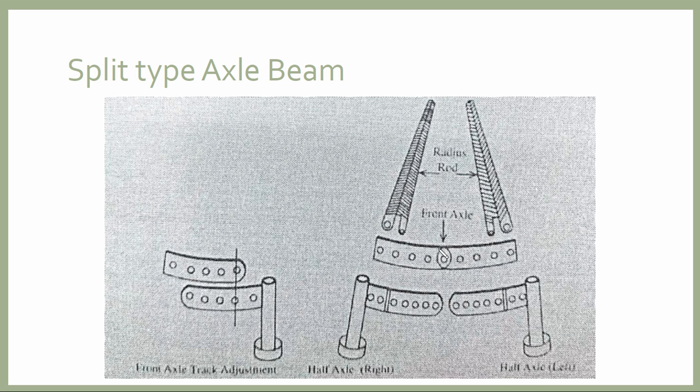There are circles given there. If this is the center portion, then the distance from the center line to the right side half axle and the left side half axle should be equal. If the left axle is fitted from the center to this point, in a similar way the right half axle will be seated at this point. So in this way equal distance can be made, and the track can be adjusted.